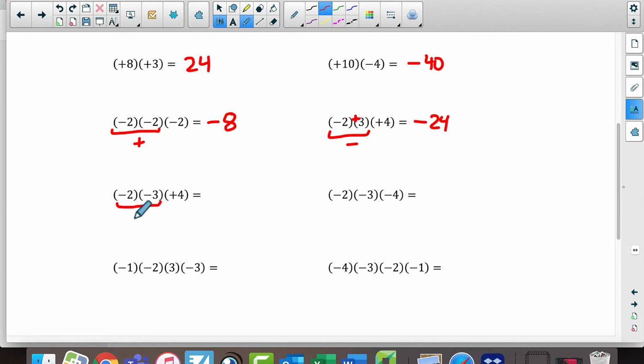Negative times negative is a positive. And positive times positive is still positive. So you can put positive down if you want. You don't need to. 2 times 3 is 6. 6 times 4 is 24. Just like we got in the last one. Except this time it's positive. Negative times a negative is a positive. And a positive times a negative is a negative. So again, we get negative 24.